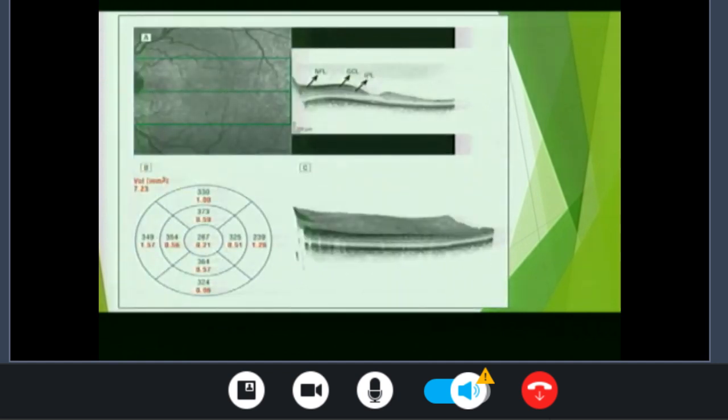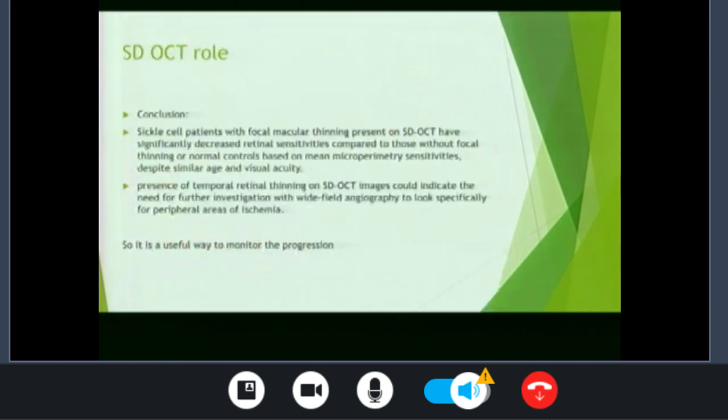So this is the temporal thinning that our patient also has. Unfortunately, I put the wrong picture. Temporal thinning. What they found in the study is that those who have focal thinning of the macula also have decreased sensitivity in the retina compared to those who don't have the focal thinning. So it's a useful way to monitor the progression of the disease.